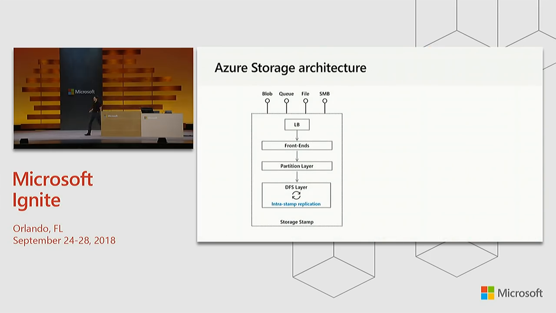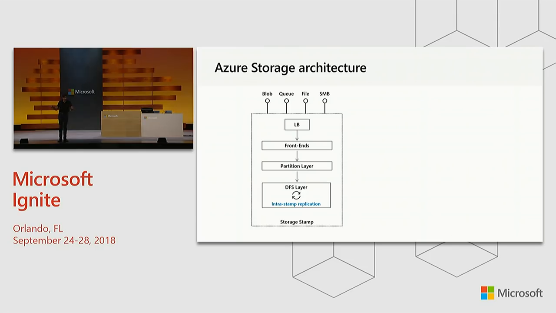So let's talk about storage now. Azure storage architecture is a tiered architecture. You have APIs on the front end, and those API sets continue to grow. Blob was one of the first ones that we had. We have Azure Queues, also built on top of Azure Storage, Azure Files, and then we've got SMB as well. And there are load balancers on the front end, load balancing traffic and sending those requests to front ends.